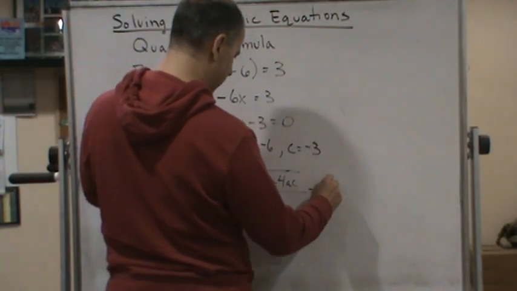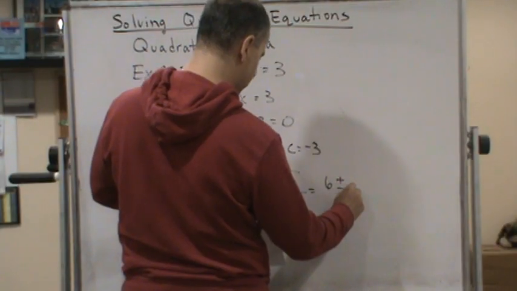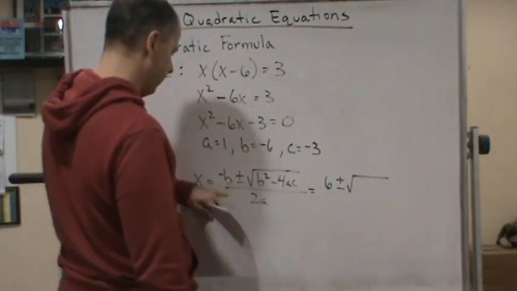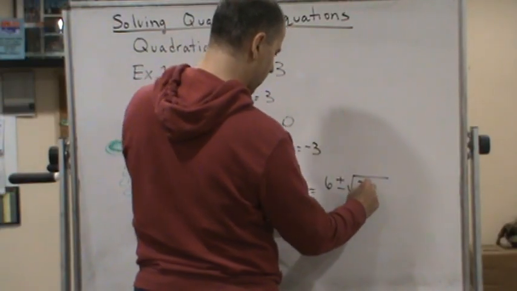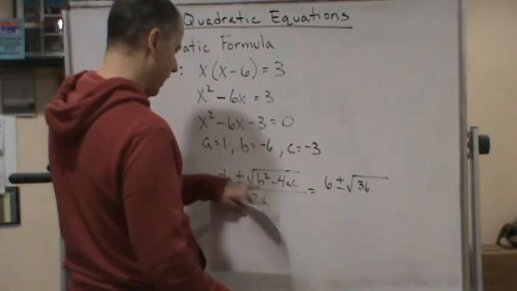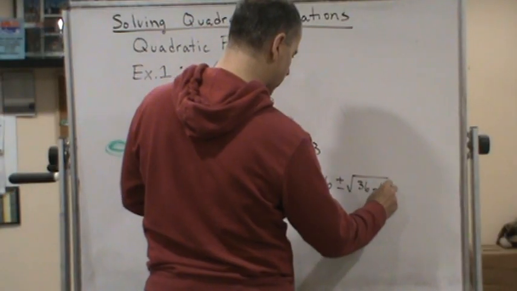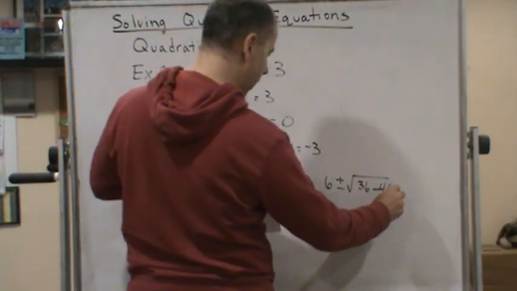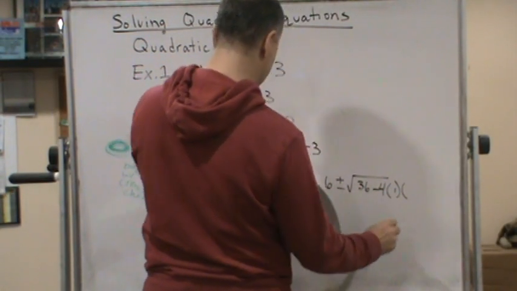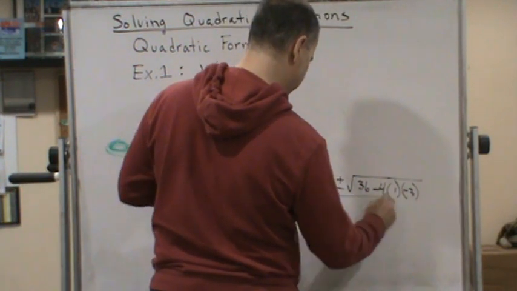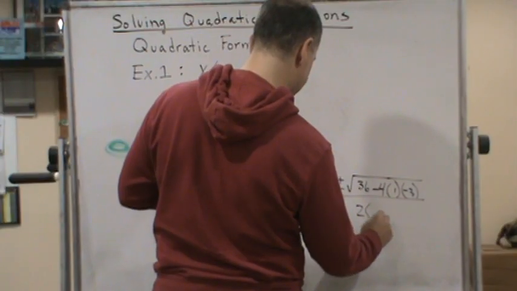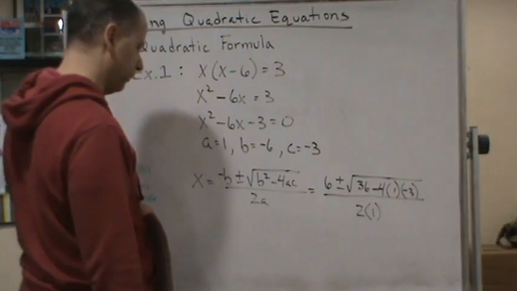So that means we're going to end up with 6 plus or minus the square root of what? B squared, which is negative 6 squared, which is going to give us a positive 36, minus 4 times A, which is 1, times C, which is negative 3, all divided by 2 times A, which is 2 times 1.